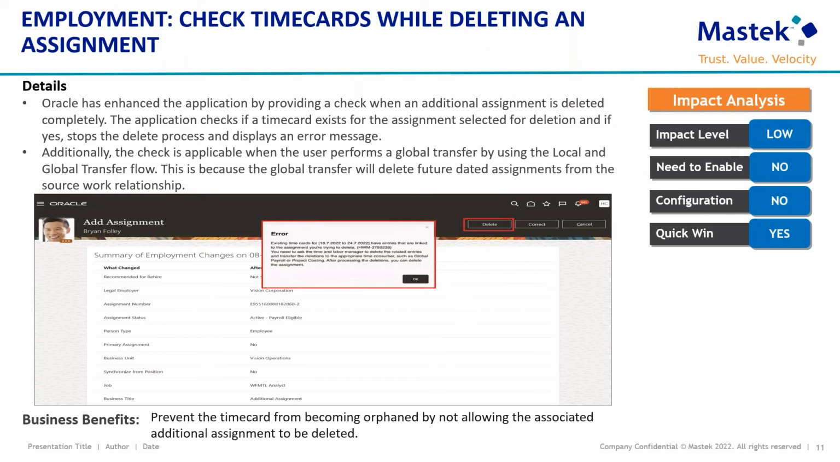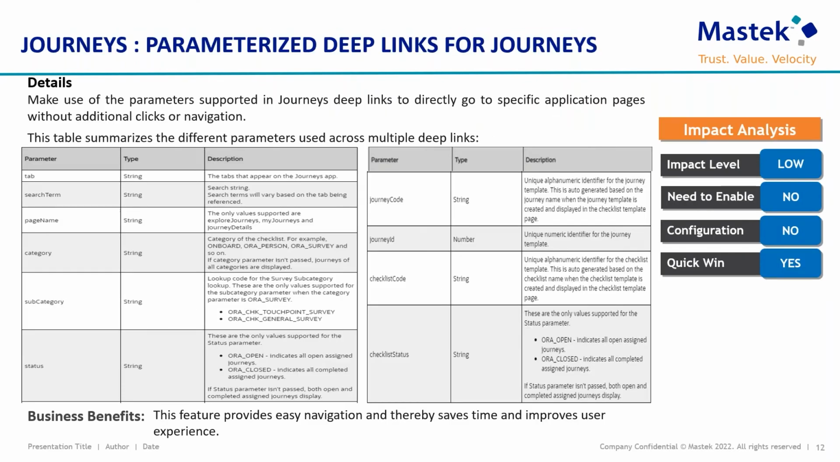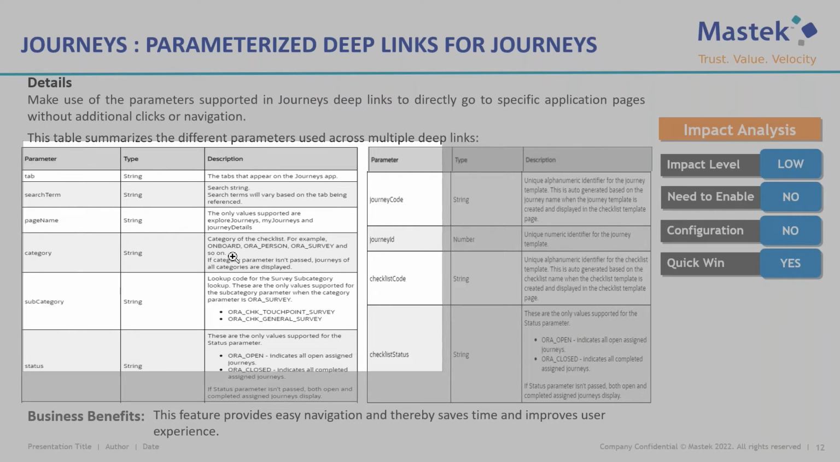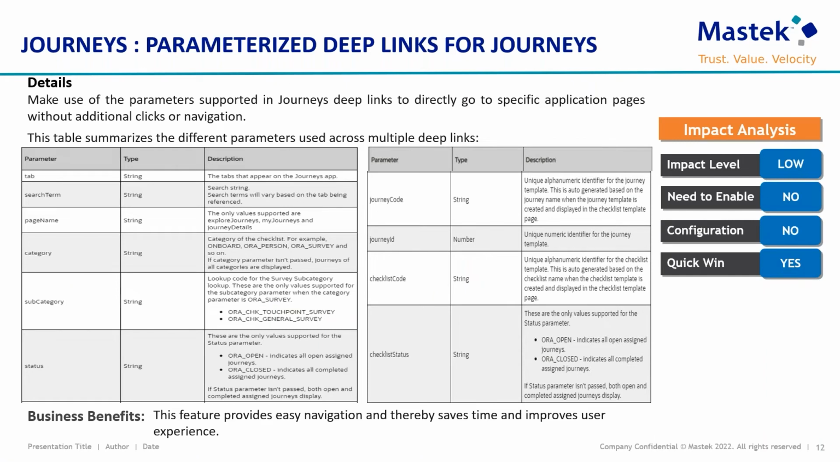Moving to the next slide, coming to the journeys, we have a new set of parameters supported in the journeys deep links to directly go to specific application pages. These are the parameters that are now available, like tab, search stream, search term, page name, and all. These can be utilized so that it provides easy navigation, saves time, and improves the user experience. And these are available by default.